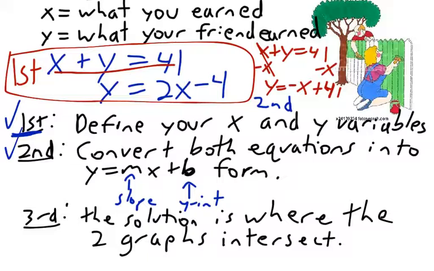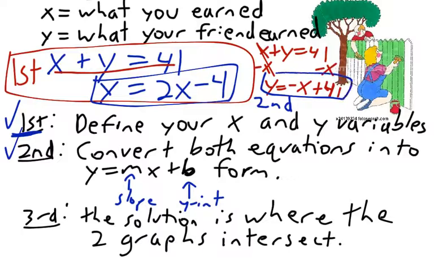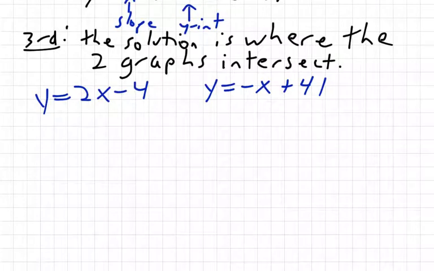And third step is we need to graph them to see where they intersect. So I'm going to take y equals 2x minus 4 and y equals negative x plus 41, and I'm going to graph them on my graph paper. And I need you to do that with me. All right, on your graph paper, we're just going to go ahead and make each one of these hash marks.